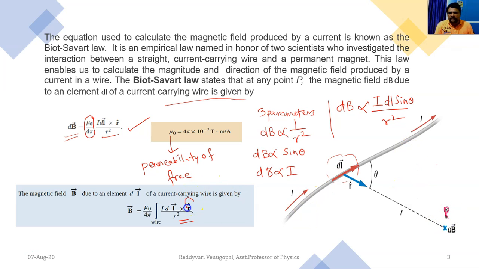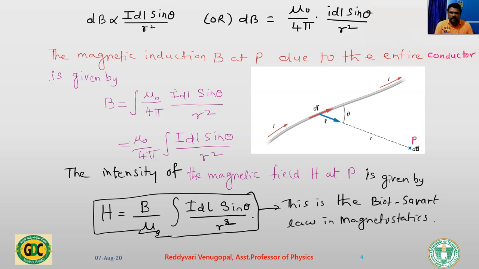Just remember that r hat is a unit vector in the direction of the r bar vector. Now, as we have discussed, dB is proportional to I dl sin theta by r square, or we can write dB = mu naught by 4 pi, some proportionality constant, into I dl sin theta by r square. The total magnetic field induction at point P due to the entire wire is given by B = mu naught by 4 pi integral of I dl sin theta divided by r square. This mu naught by 4 pi is a constant, so we can take it out.